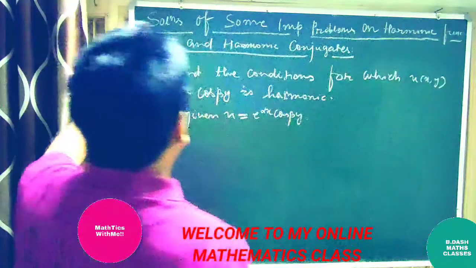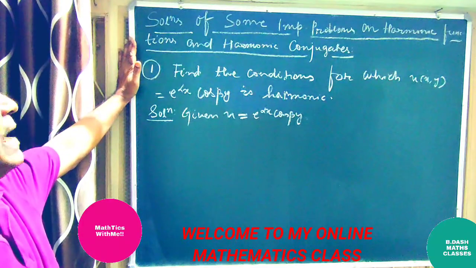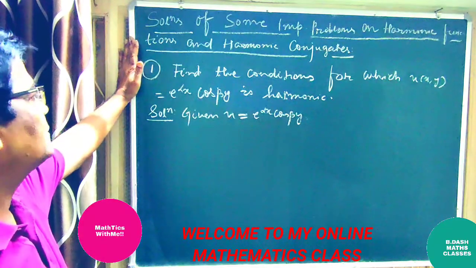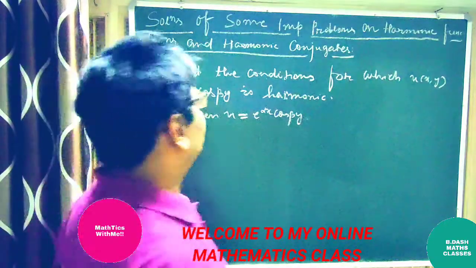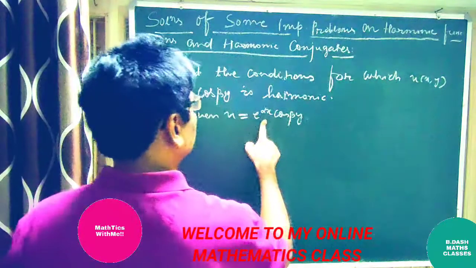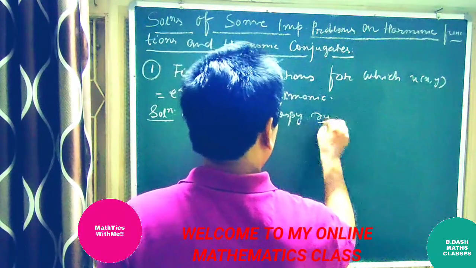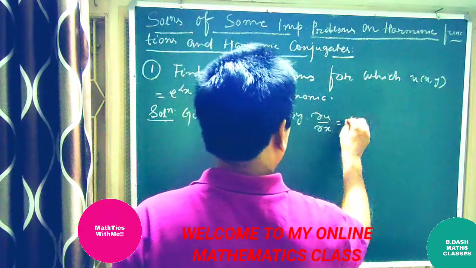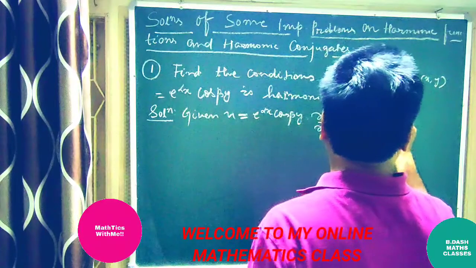Our first question is: find the conditions for which u of x, y, which is equal to e to the power alpha x cos beta y, is harmonic. So here u is equal to e to the power alpha x cos beta y, then del u by del x is equal to alpha e to the power alpha x cos beta y.